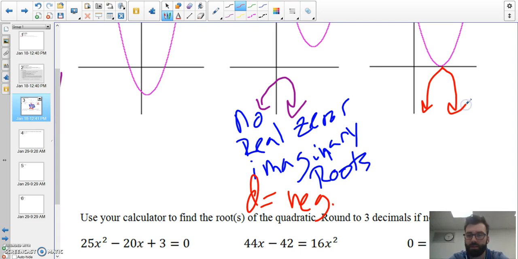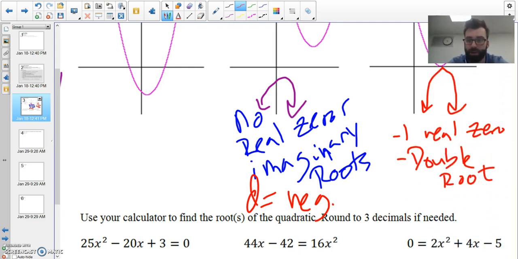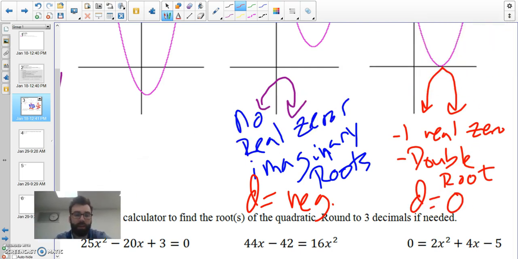There's a bounce. One real zero. Double. And a double root is like x plus 3 or x minus 3, x minus 3. All right, and your discriminant is equal to 0 in that case.